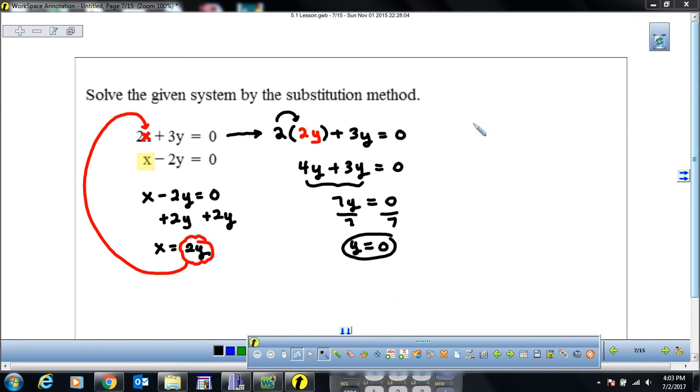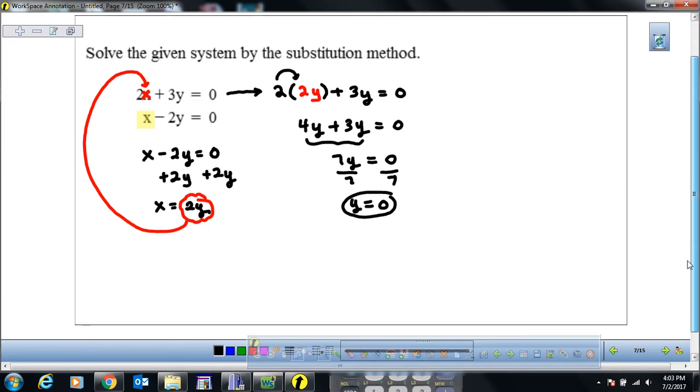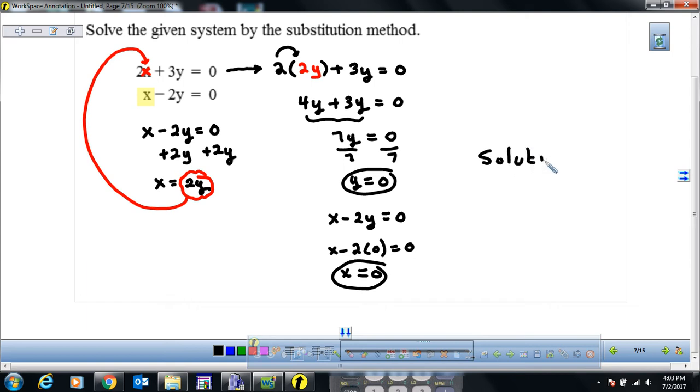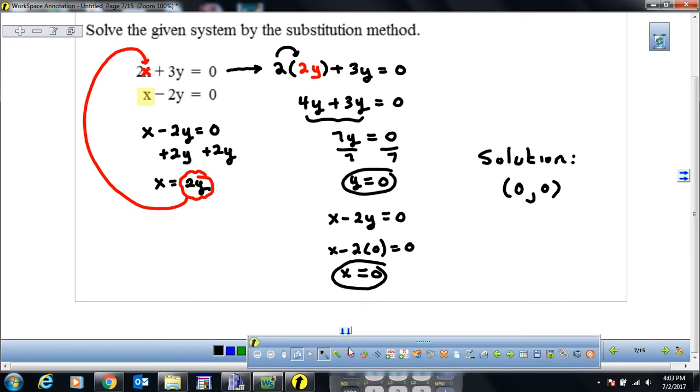So what do I need to do next to find the value of x? We're going to substitute that value of y into one of the two original equations. So I'm going to use the second one, x minus 2y equals 0. But we already know that y is equal to 0, so I'm going to replace the y with the 0 here. 2 times 0 is going to be 0. So x is equal to 0 as well in that one. So the solution for this system of equations, there is also one solution, and the solution is the point (0, 0). These two lines intersect at the point (0, 0).